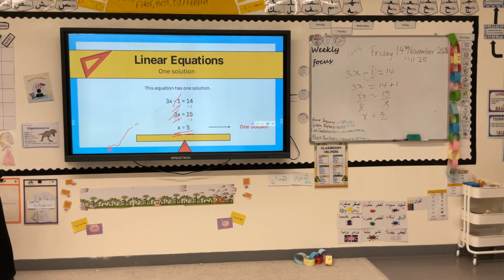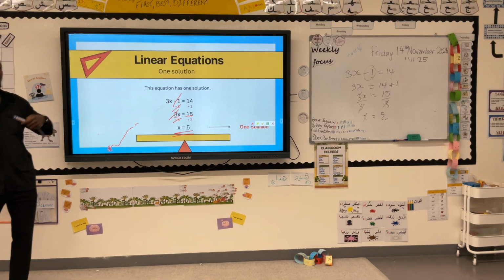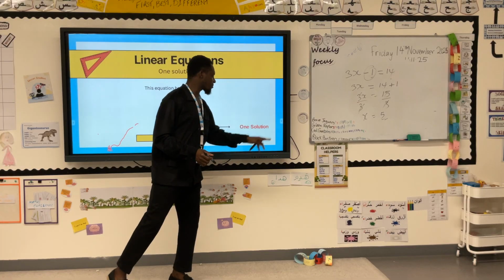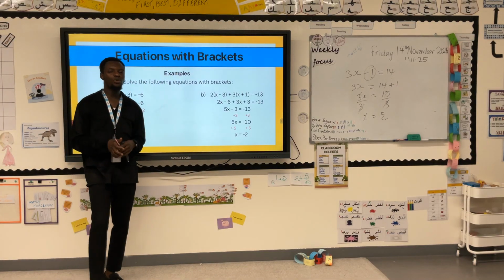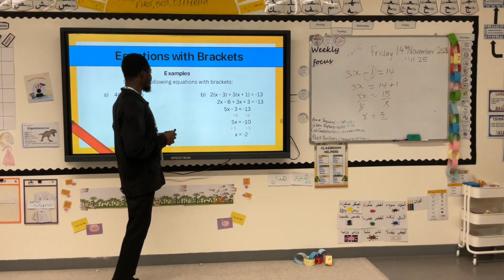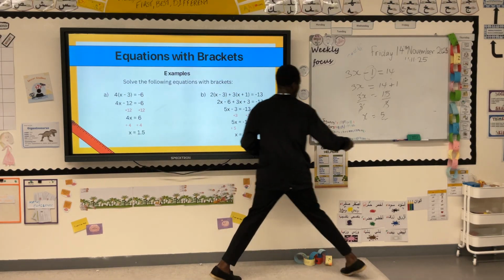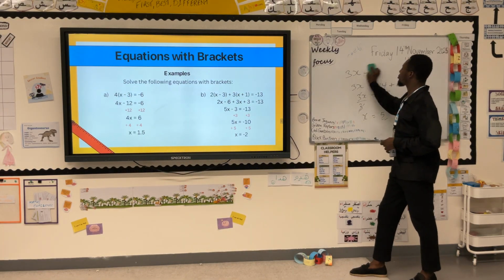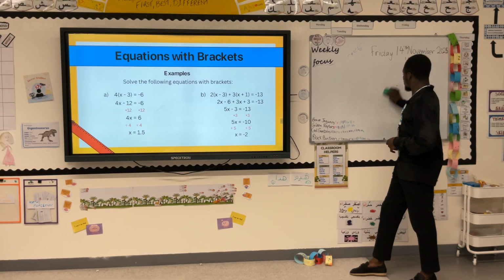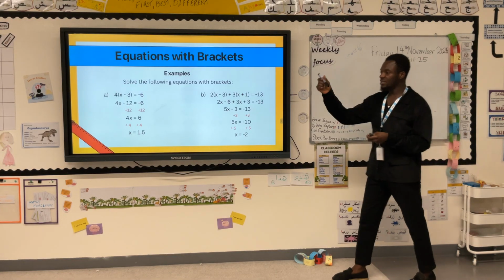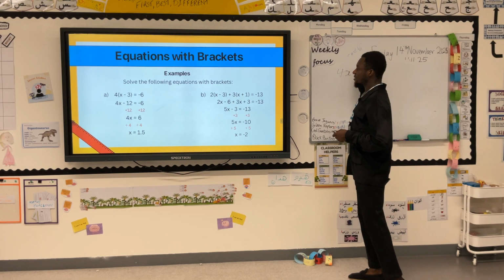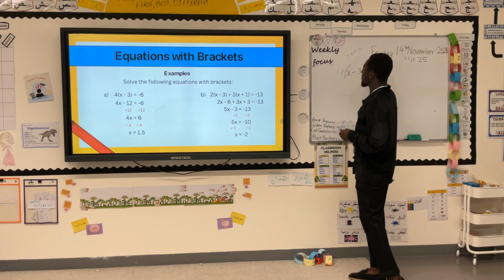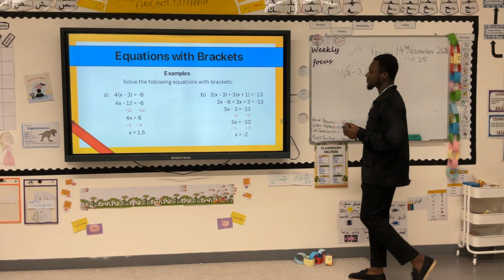Now the final thing we are going to take a look at is equations that involve brackets. When an equation involves brackets, what we do is we expand to remove the brackets. Okay, so that is the first thing to note. In maths, bracket means to multiply. So we multiply to help us do away with the bracket. So let's take a look at the first question. We have 4 times the bracket x minus 3 equals to negative 6.